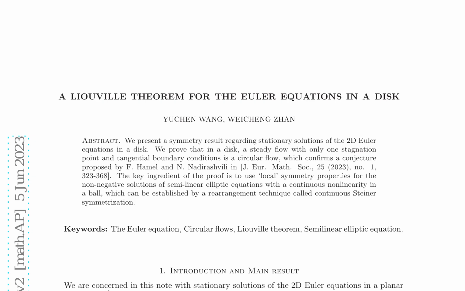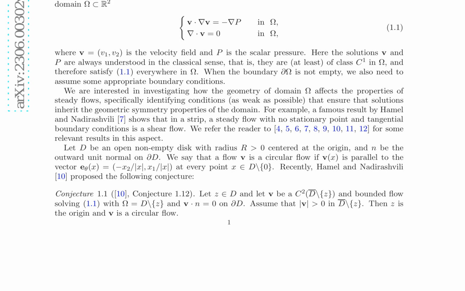planar domain. The authors focus on the geometry of the domain and its effects on the properties of steady flows, seeking conditions that ensure solutions inherit the geometric symmetry properties of the domain. The conjecture, proposed by Hamel and Nadirashvili, states that if a flow has only one stagnation point in a disk and satisfies the tangential boundary condition, then the stagnation point must be the origin, and the flow is circular.